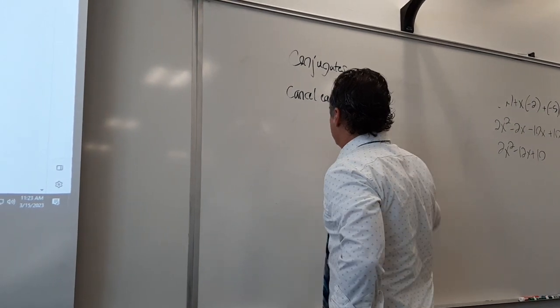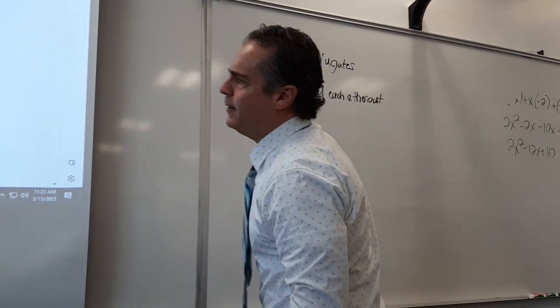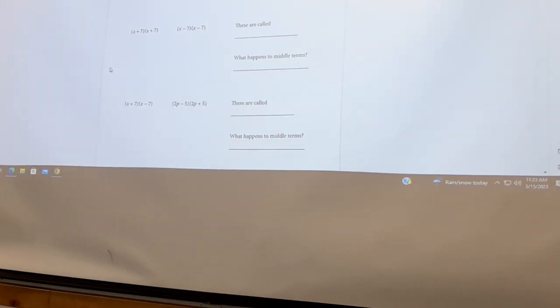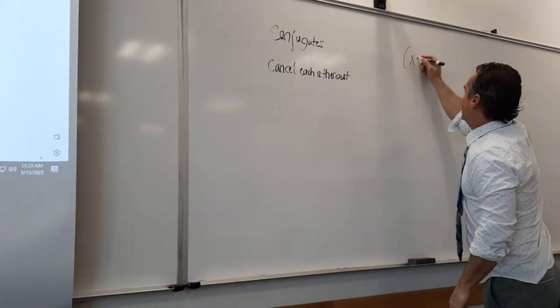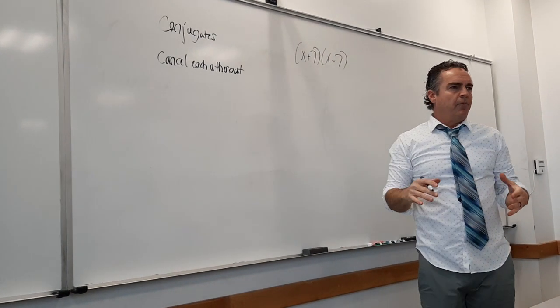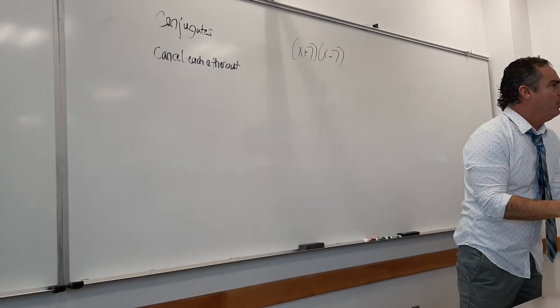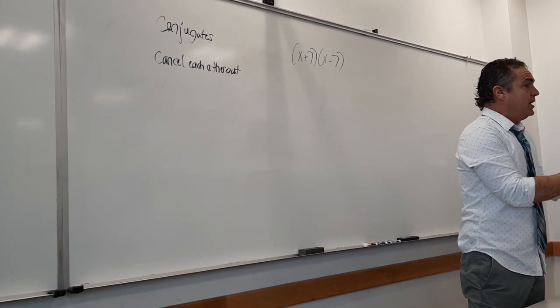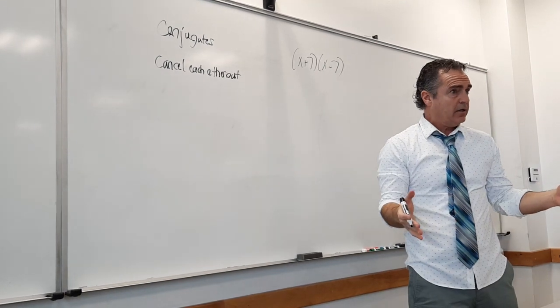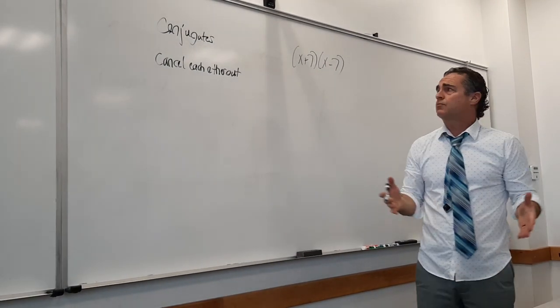All right, so this is a unique kind of binomial. If you look at it, we have x plus 7 times x minus 7. This binomial is the exact same binomial, except the two terms are being added in one parentheses and subtracted in the other, but the terms are identical, other than the fact that they're being added and subtracted.